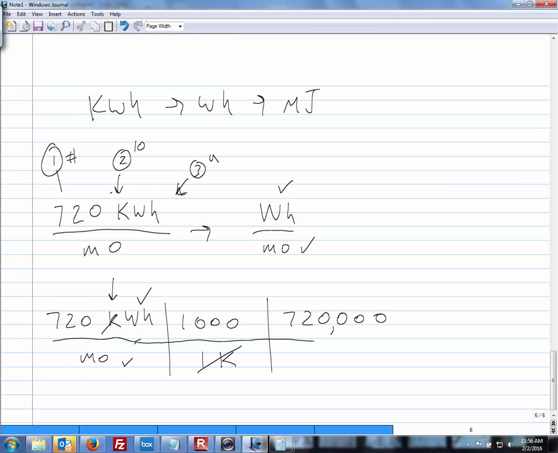The only remaining part is to keep track of the units. And that's just watt hours. And then here's months. So that's the answer. So now, as expected, 720,000 watt hours per month is the same as 720 kilowatt hours per month. No big deal.